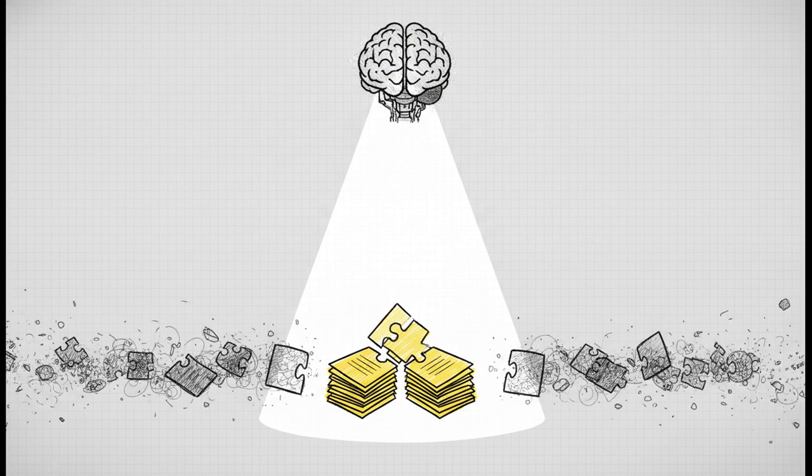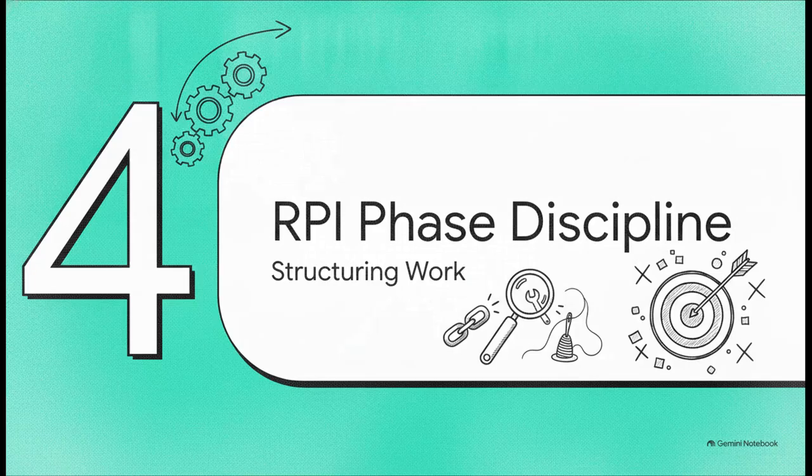Tests across 18 frontier models show accuracy dropping 30 to 50% as input length grows. This isn't a bug you can just prompt your way around. It is a hard architectural reality. So how do we fix it? Section 4, the RPI phase discipline.